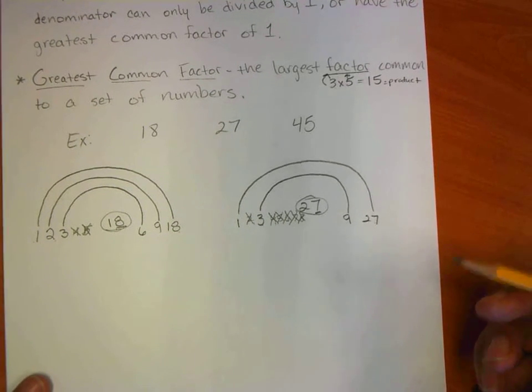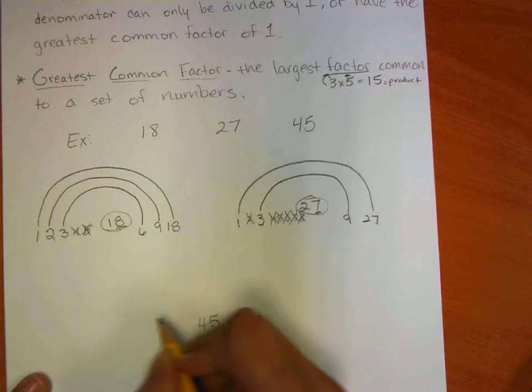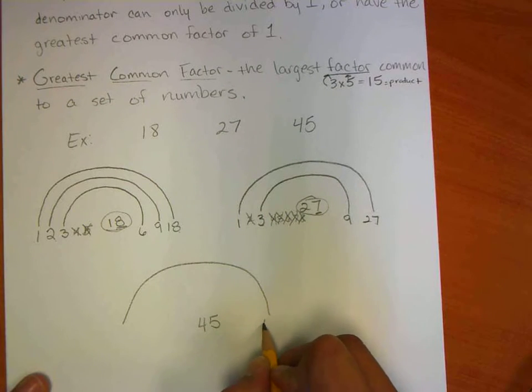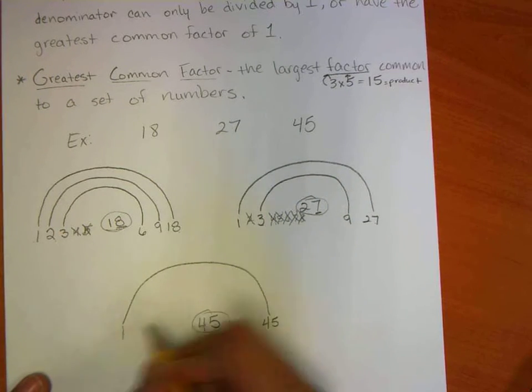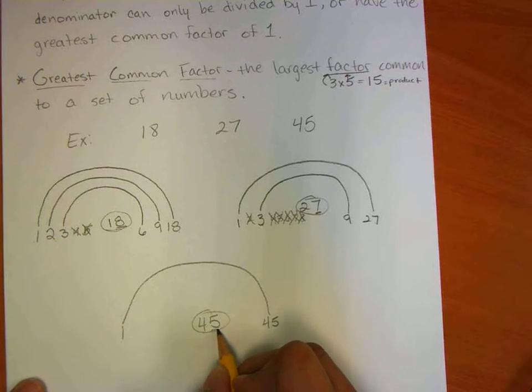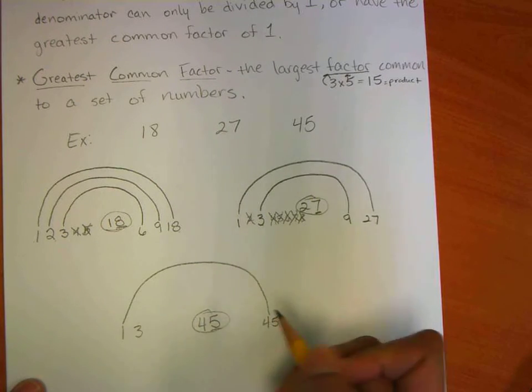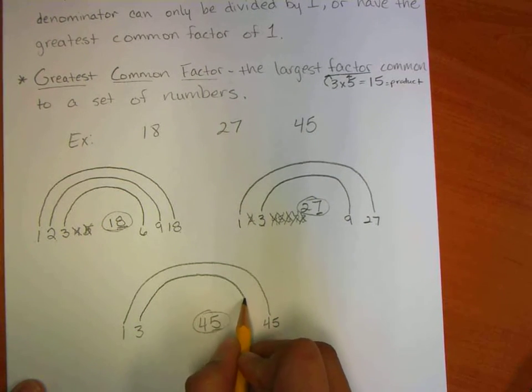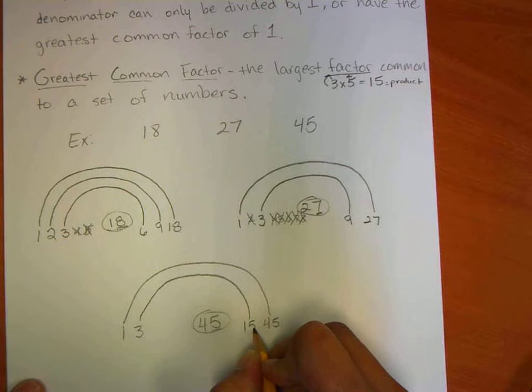Now let's look at 45. Again, 1 times anything will get me to that anything. 2 will not work because 2 times anything will result in an even number, and looking at the ones place, this is not an even number. 3. 3 times 15 will get me to 45, and I only know that by knowing my multiples of 15. Might be a good idea to start practicing our multiples of 15.